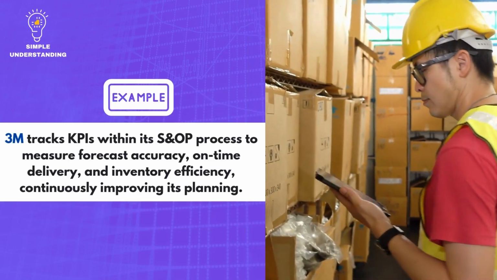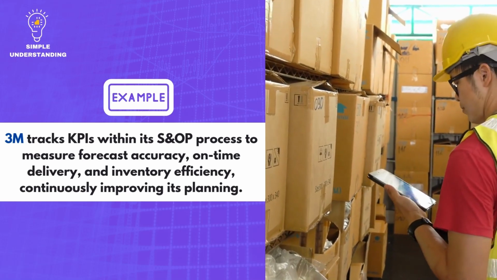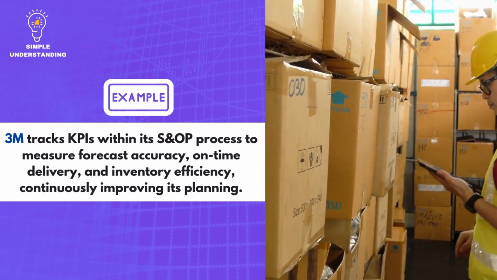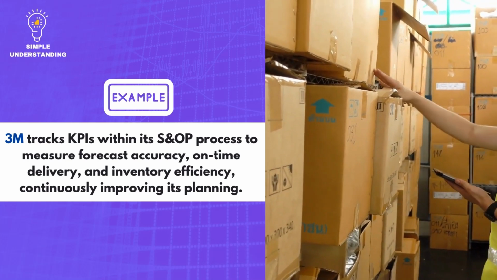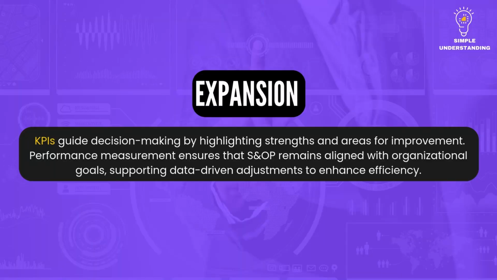Real company example: 3M tracks KPIs within its S&OP process to measure forecast accuracy, on-time delivery, and inventory efficiency, continuously improving its planning. Expansion: KPIs guide decision-making by highlighting strengths and areas for improvement. Performance measurement ensures that S&OP remains aligned with organizational goals, supporting data-driven adjustments to enhance efficiency.